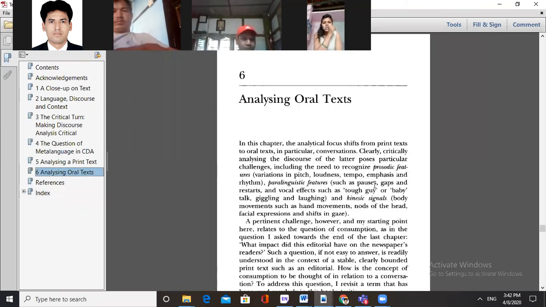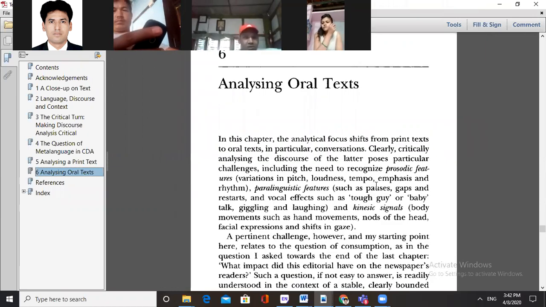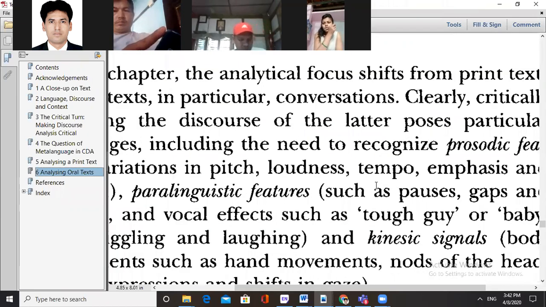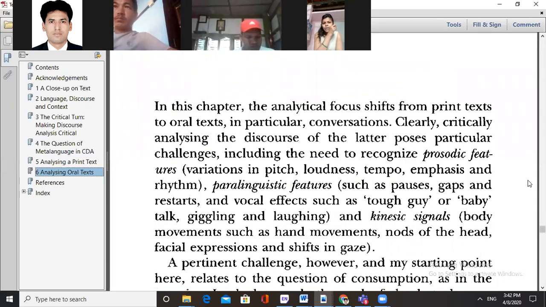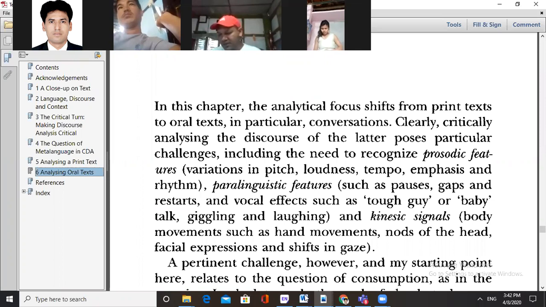Let me show you oral, unit 6. Analyzing oral text. Can you check one, Santosh sir? The materials that you have, and then I am showing you. Does it match or not? Yes, sir, chapter 7, analyzing oral text. The analytical focus shifts to oral text, participation, and conversation, critically analyzing the discourse. Yes, sir, of course, it matches. So you can read from there.